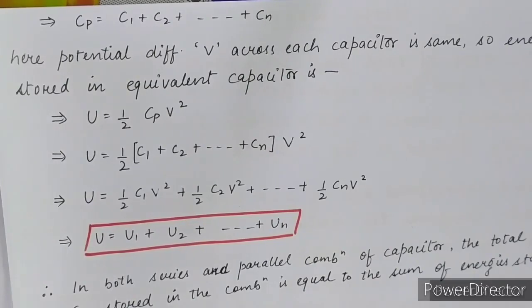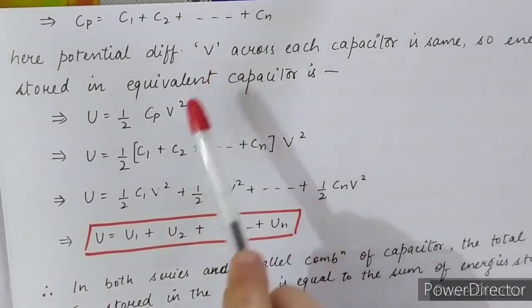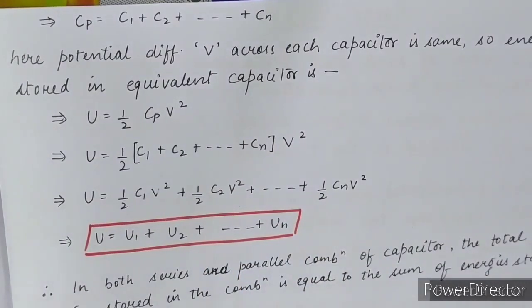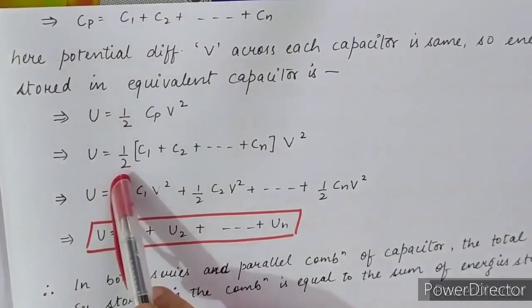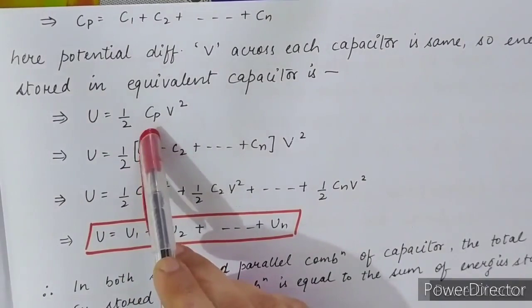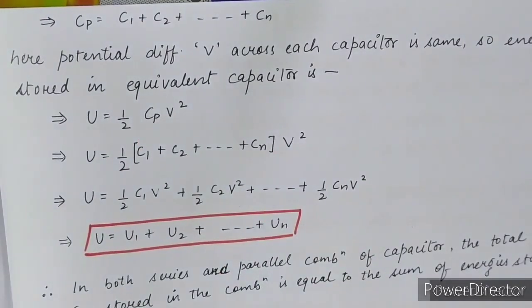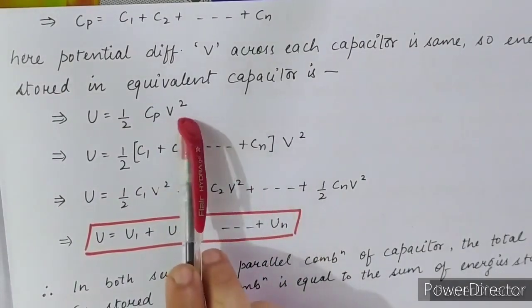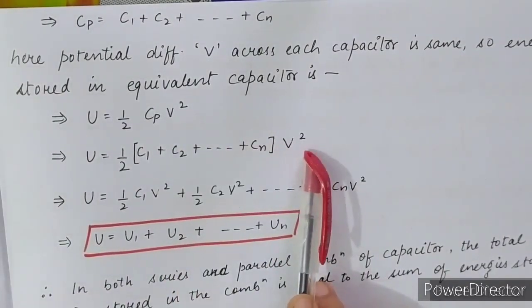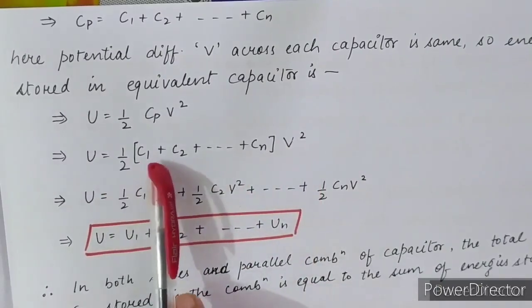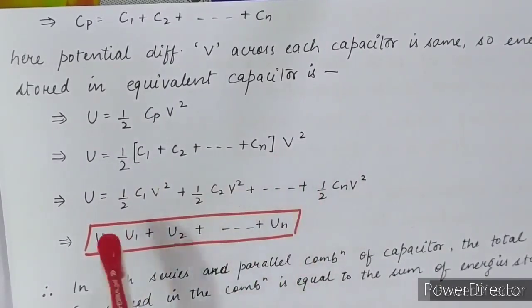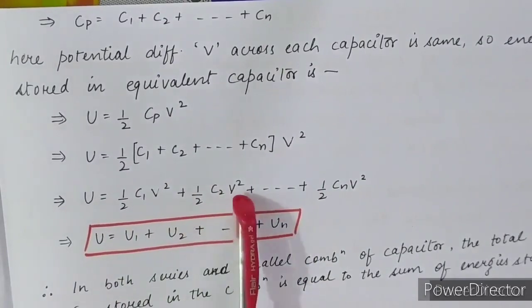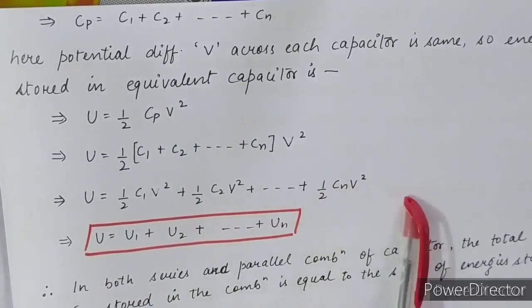Okay, and in this formula the potential is the same, so we are using this formula. Just remember, according to the given value, we are using the formula of energy stored. Half is common, put the value of equivalent capacitance of a parallel combination C1 plus C2 and so on to Cn. V square is common because it will be the same. Just multiply half and V square with each capacitance value: half C1 V square, half C2 V square, and so on, half Cn V square.